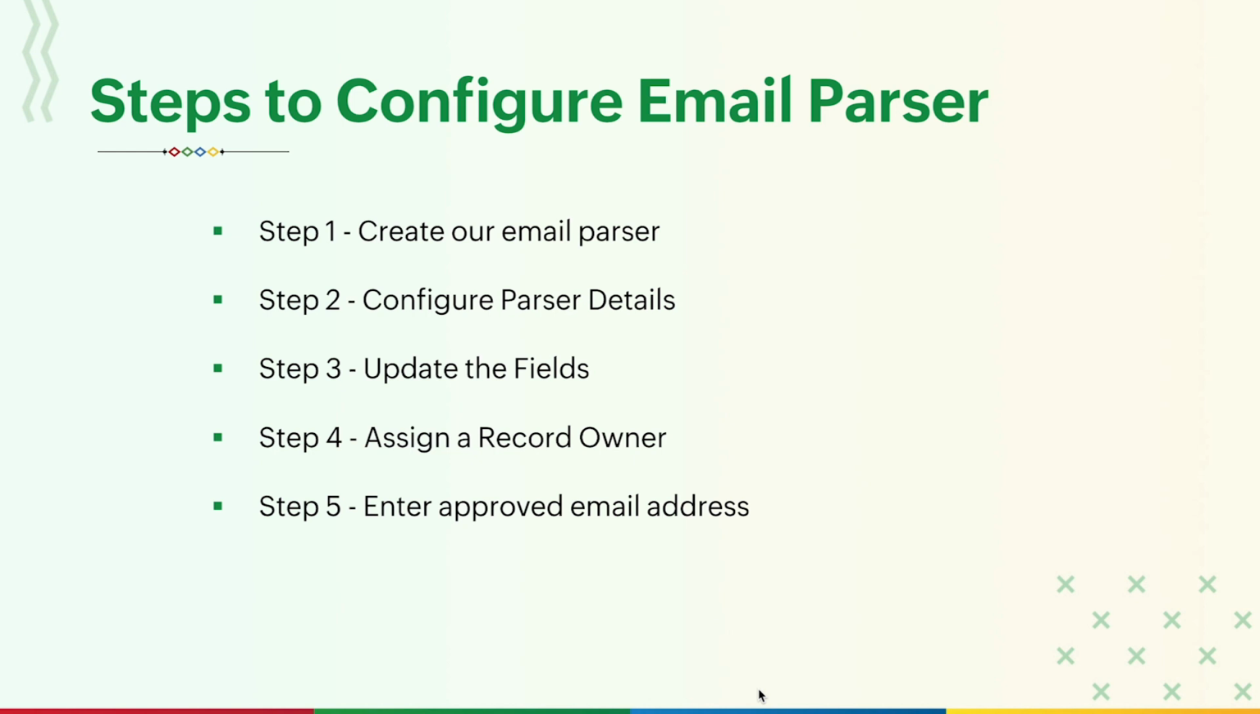Step 5. Enter approved email addresses. As a lot of spam emails are being received heavily by organizations, to prevent the junk data from being transmitted into CRM, only emails from allowed email addresses should be processed. And so, this step allows you to add a list of approved email addresses. Zoho CRM allows up to 5 approved email addresses.